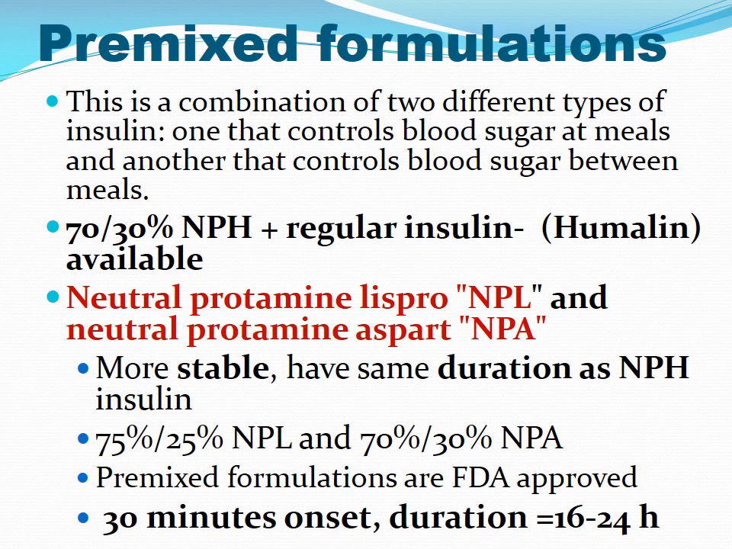Neutral protamine lispro is a combination between neutral protamine insulin and lispro. A neutral protamine aspart is also available. These are more stable and have the same duration as NPH insulin. A 75/25 mixture of neutral protamine lispro, and neutral protamine aspart 70/30.